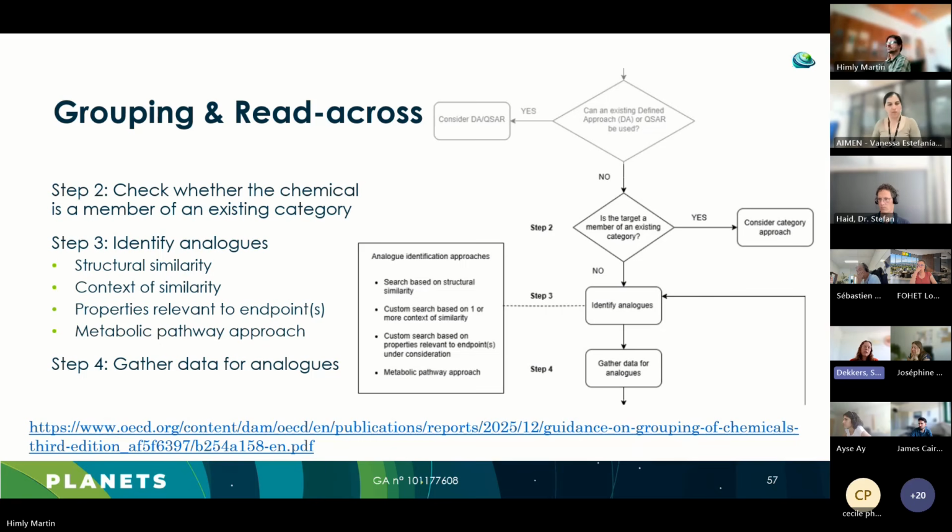But if it's not there, then you can look for structurally similar materials or contextually similar materials, but also look at properties relevant for the endpoints that you have this data gap for, or similarities in metabolic pathways of the chemicals. So this is what you can use to find a similar substance for which you can use read across. And then, of course, you have to gather the data for these analogs. That's step 4. So you gather all this data in the next slide.